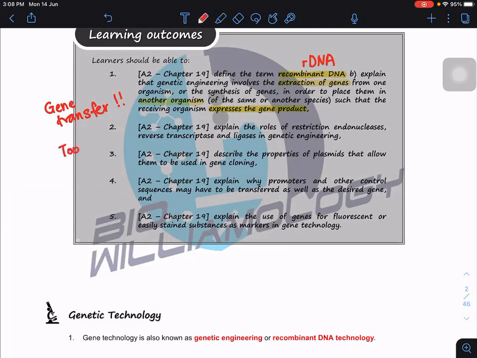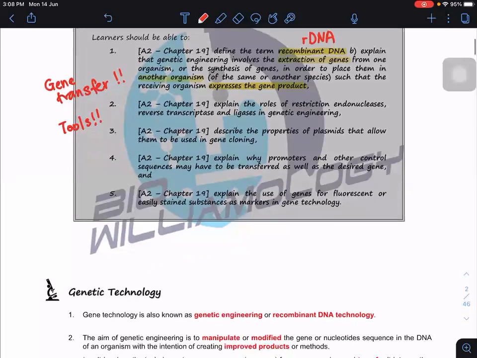For example, if I ask you to cut a paper, fold it, cut the shape and paste it on another paper, you need a cutter, glue, crayon. In this case, what are the genetic technology tools that we need to use here? First is restriction endonuclease, commonly known as restriction enzyme, or RE. We also involve reverse transcriptase, which we learned before in HIV. We need to know why we use reverse transcriptase, and we need another item called ligase.